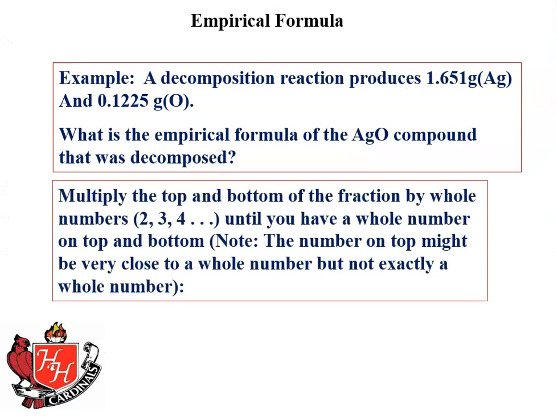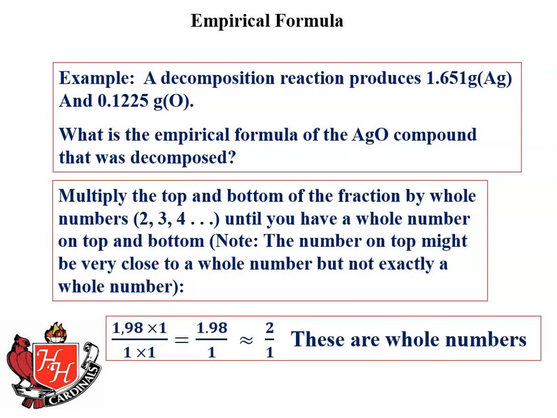So now you multiply the top and bottom of the fraction by a whole number until both of the numbers are whole numbers. So 1.98 we said is approximately 2. So you have 2 over 1. So you don't need to go any farther than that. You really didn't need to multiply by anything. You have a ratio. So you have 2 silver for every 1 oxygen.